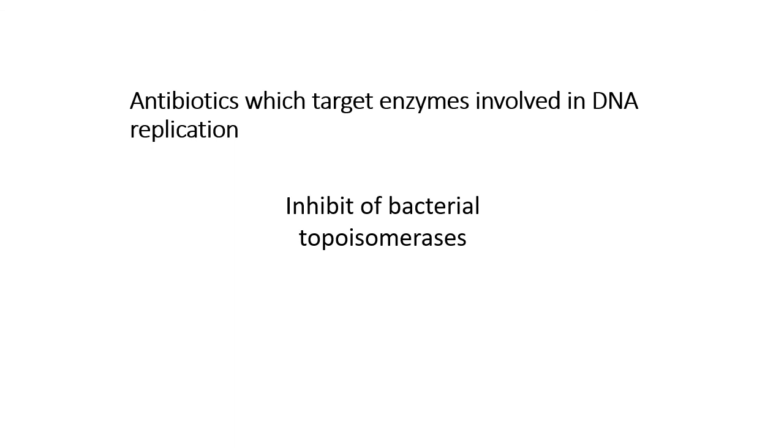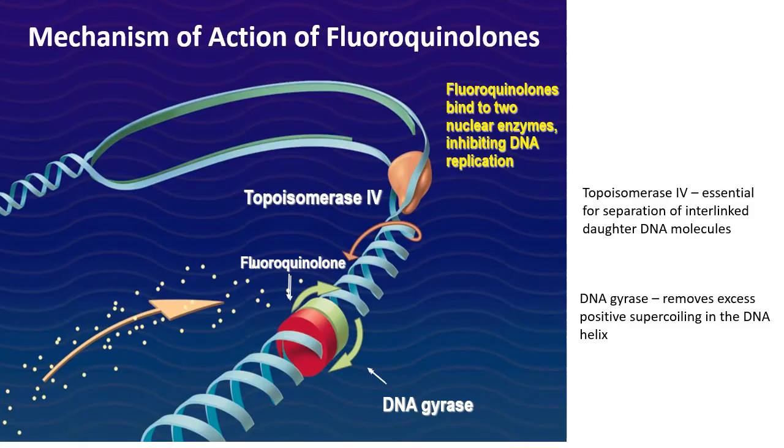Okay, let's move on now to another class of antibiotic, which again has a different mode of action than we've seen to date. These are antibiotics which target enzymes involved in DNA replication. Keep in mind, every time a bacterium divides, it has to make a complete copy of its whole chromosome. To do this, it uses a number of different enzymes, including the so-called topoisomerases. So the fluoroquinolones are a class of antibiotic which act on the two enzymes involved in the replication of the bacterial DNA.